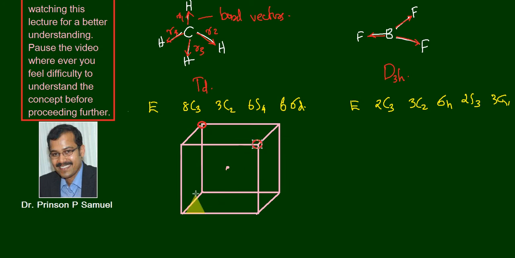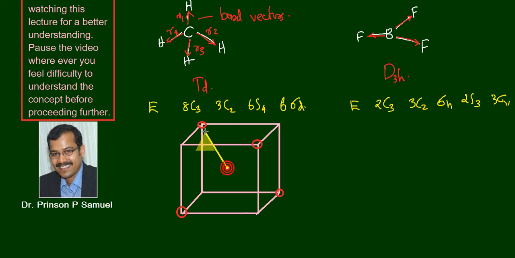So here comes one, and then here only the other one can come. Okay, the other one here, and the next one can come here only. These are the four hydrogen atoms, and therefore the bond vectors will be like this. I will show you the bond vectors in these cases.